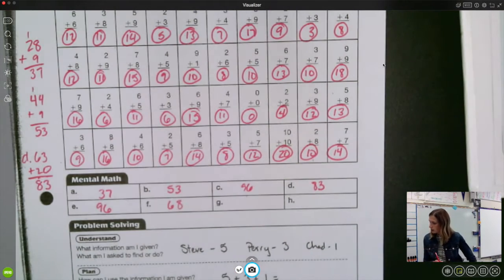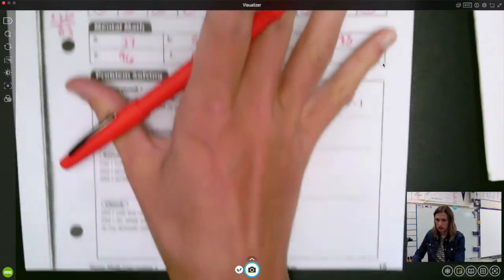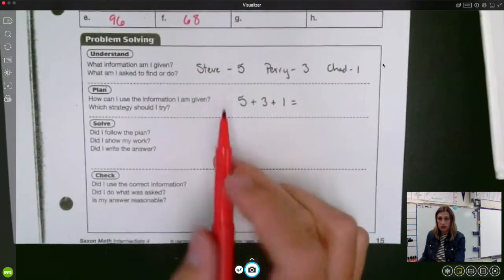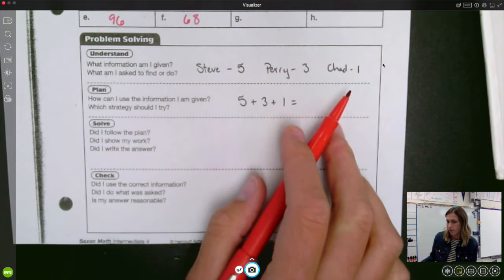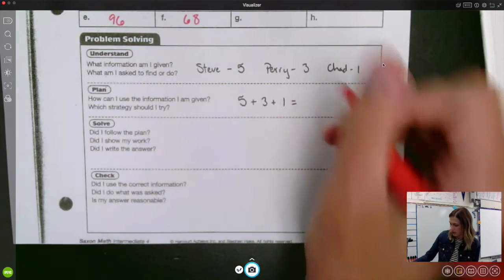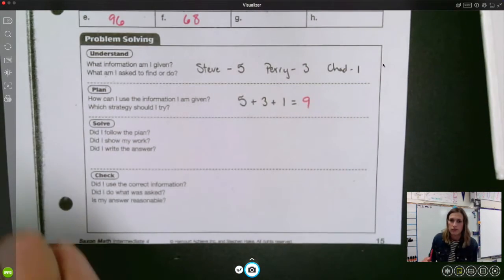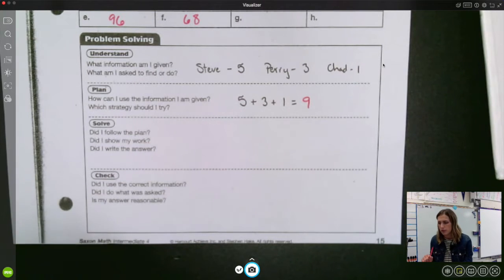Problem solving says Steve has 5 pencils, Perry has 3 pencils, Chad has only 1 pencil. How can one boy give another boy some pencils so that they each have the same number of pencils? So I got 5, 3, and 1. So how many total pencils do I have? 5 plus 3 is 8, very good, plus 1 more is 9. Now how are you going to share 9 equally between 3 people?